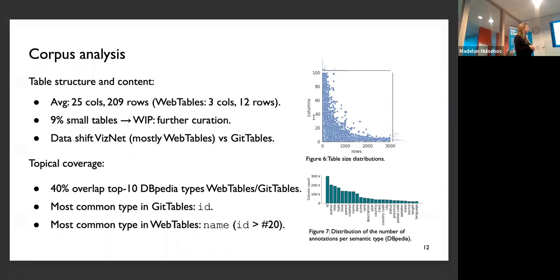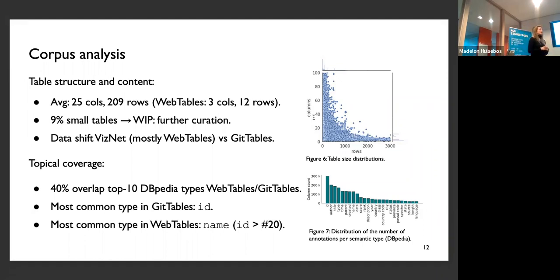In terms of topical coverage, we looked at the semantic types that were annotated using these methods for GitTables. We compared that to the semantic types from DBpedia for web tables. Web tables has also been associated with, for example, DBpedia and schema.org. And we find that there's only a 40% overlap, which is still pretty something, in the top 10 DBpedia types from web tables versus GitTables. And that indicates some different semantic distribution that we have across these tables.